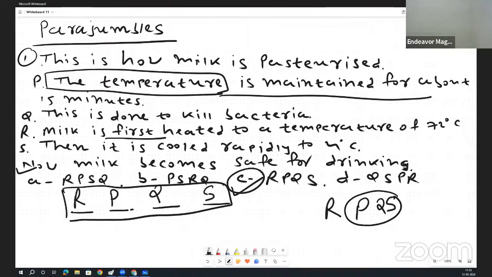So I have just given you a very simple example, and I have tried to make you understand the concept of parajumbles. Again, you have an opening statement. Sometimes you may not have an opening statement or an ending statement. You may be given options directly, PQRS, and you have to put them in the right order. So this is how milk is pasteurized. Then you have been given options, PQRS. You have to put them in a proper order. So this is the right combination, RPQS.